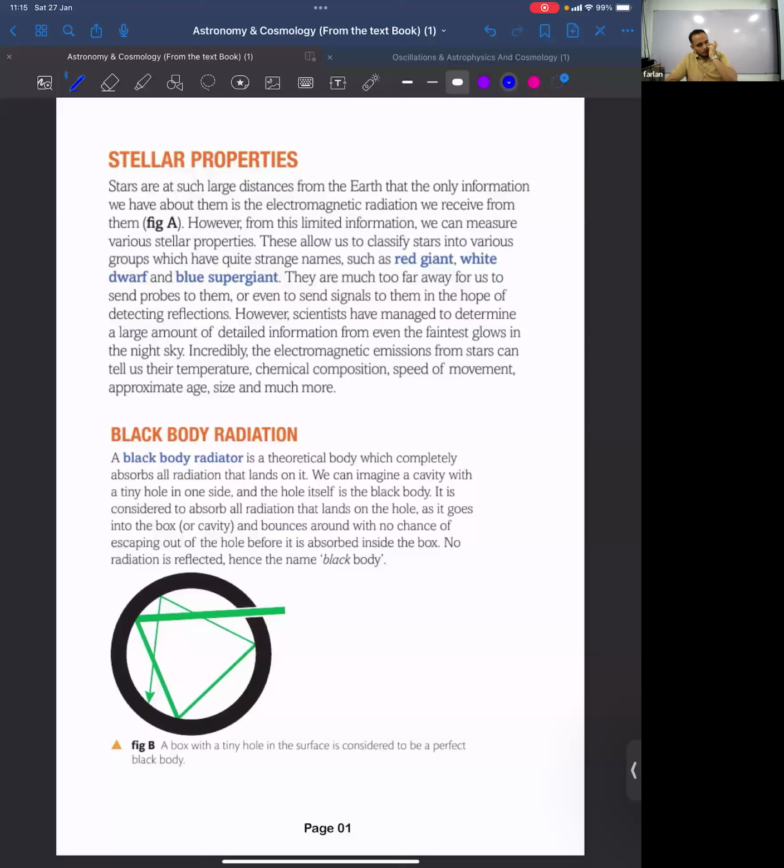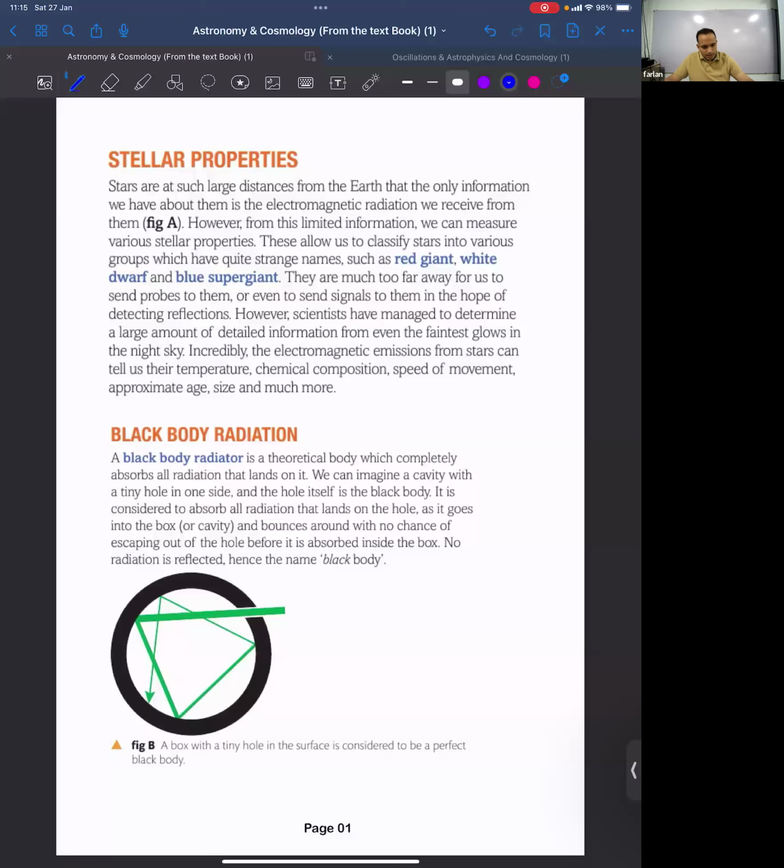Okay, fine. Page 1, stellar properties. Stars are at such large distances from the Earth that the only information we have about them is the electromagnetic radiation we receive from them. However, from this limited information, we can measure various stellar properties.